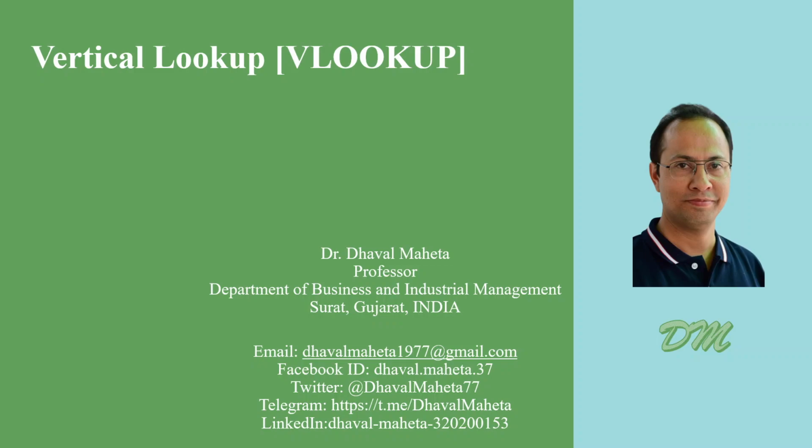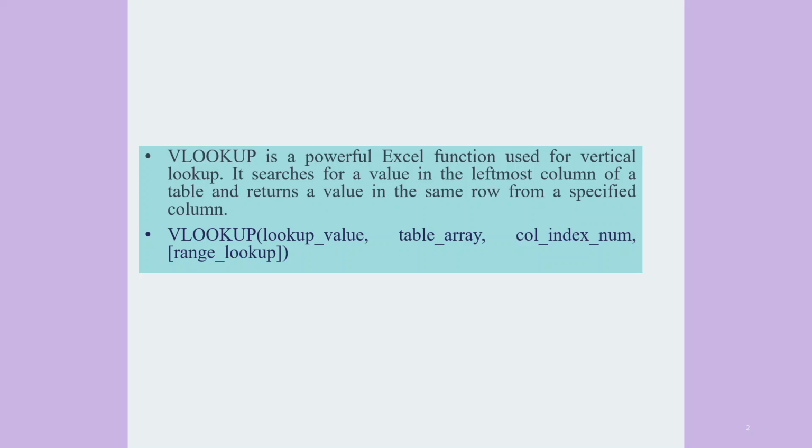This is Dr. Dhaval Maheta, and today we will understand the VLOOKUP function in Excel. VLOOKUP is a powerful Excel function used for vertical lookup. It searches for a value in the leftmost column of a table and returns a value in the same row from a specified column. The syntax of VLOOKUP is: VLOOKUP in brackets, lookup value, table array, column index number, and range lookup. Now let's see how we can use this in an Excel workbook.